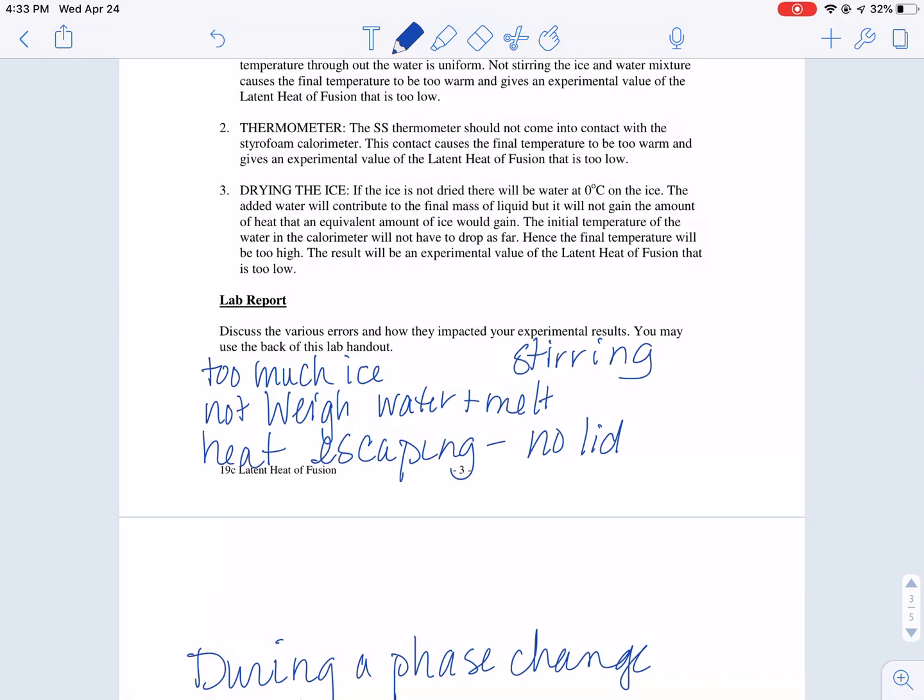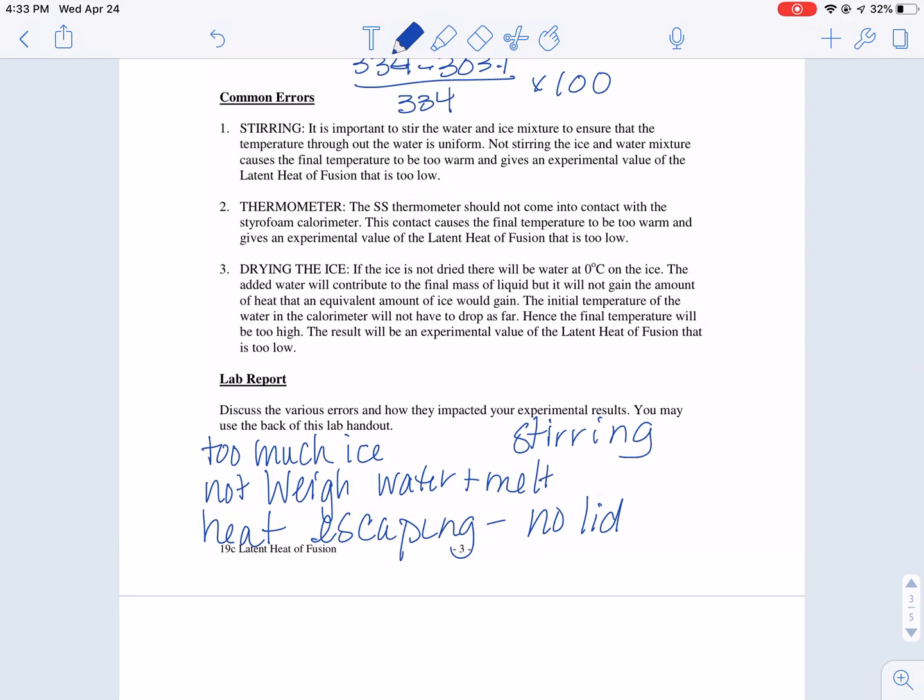Write down any other thoughts you have on errors, and then we're going to go ahead and turn them in. You can just turn the whole package in. Thank you.